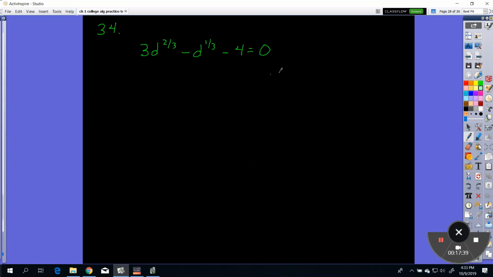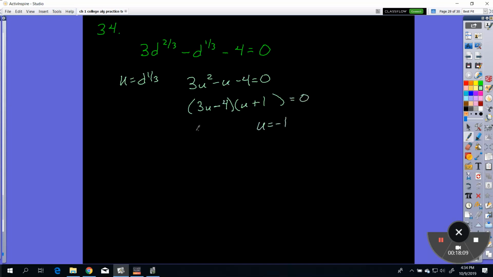So 34, I'm going to do the same thing. I'm going to let u equal d to the 1/3. So really what I have is 3u squared minus u minus 4 equals 0. Again, this factors. If you want to use little boxes, you can. 3u and u. If I put a negative 4 here and a plus 1, that makes 3u minus 4u makes minus 1u, negative 4 times 1. So that worked. So if I solve each of these, I get that u equals negative 1, and u equals, I'd add the 4 and divide it by 3, and u equals 4/3.